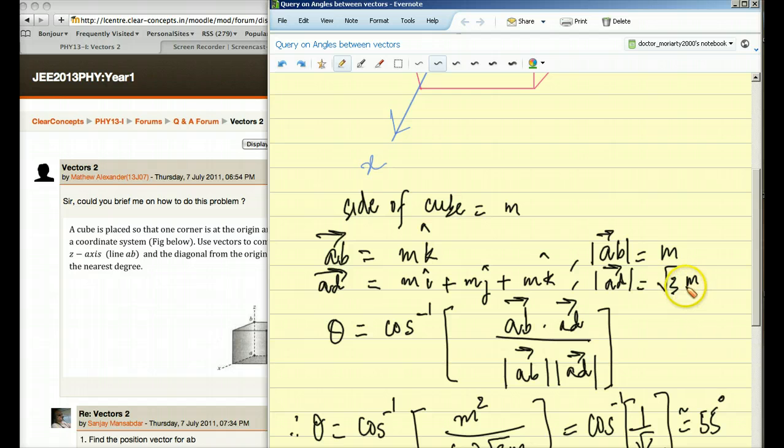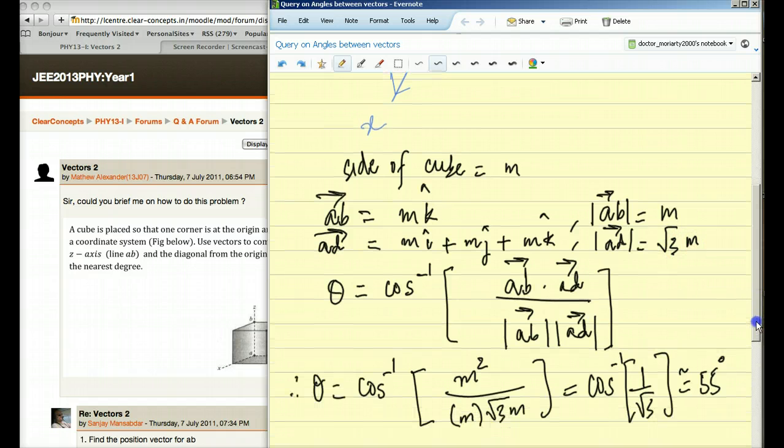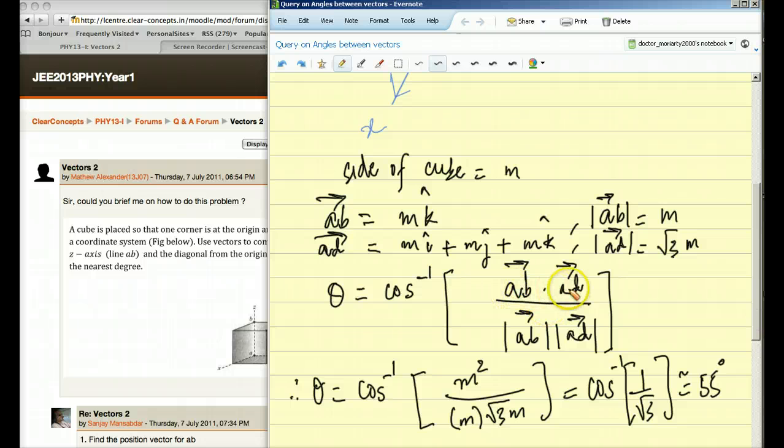Okay, what's the formula for dot product? Let's find the dot product of AB dot AD. Okay, and look at the two vectors. As you know, it's only the products of the magnitudes of the like components that will stay. The common components between AB and AD are only k, and therefore the dot product is going to be this M times this M, which is M squared. That's what we've got here.